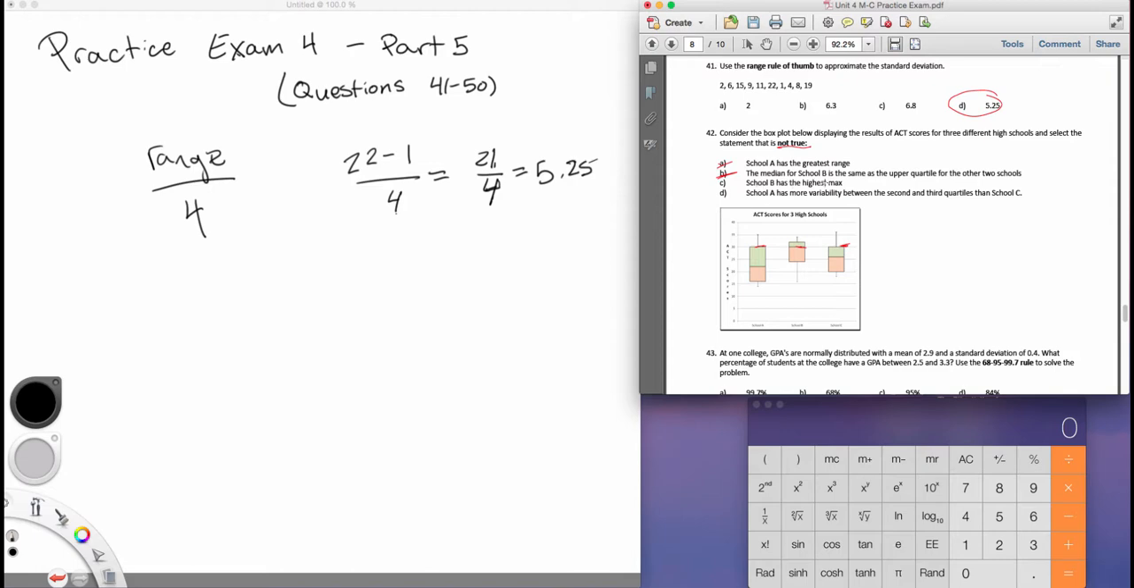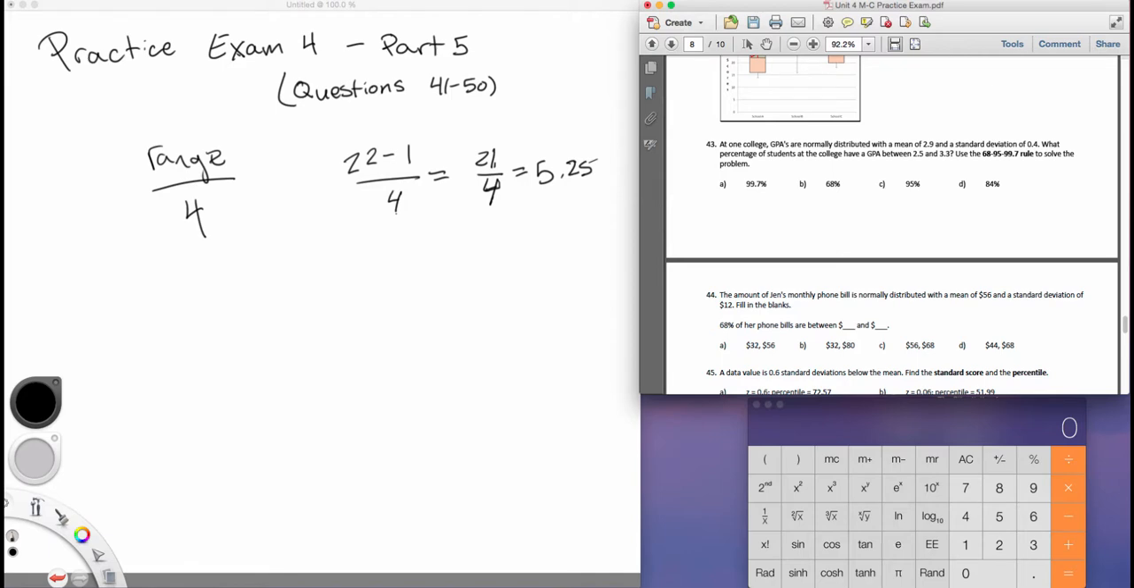School B has the highest max. Here's the highest max. Actually, both of the other schools have higher maxes than this one does. So my guess is that that one's the one that's not true, but let's just verify with the last value. School A has more variability between the second and third quartiles than School C. So here's the second and third quartiles, working between those, and you can see that the other ones have shorter, so yes, that one is true. So C is the one that is not true.